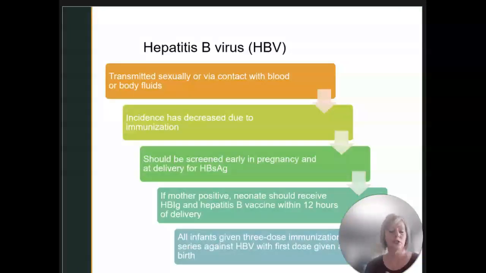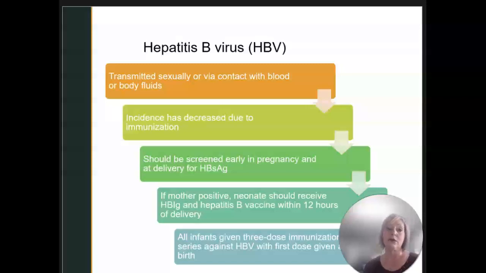Hepatitis B is usually transmitted sexually or by contact with blood and body fluids. We don't see this as much because everybody's been vaccinated now against hepatitis B, so we're very rarely seeing this. It needs to be screened very early in the pregnancy so we know what we're dealing with at the time of delivery. If the mom is positive, this is kind of important, that baby needs to get a hepatitis B immunoglobulin 12 hours after delivery. That will help prevent the baby from hopefully contracting that.